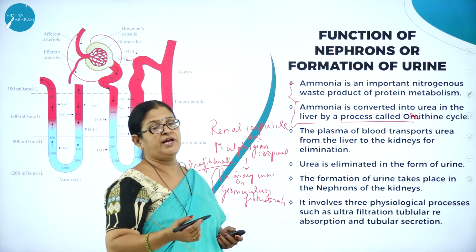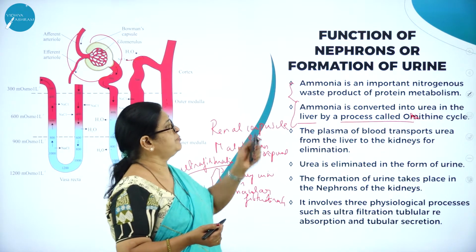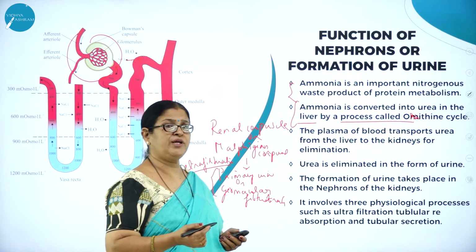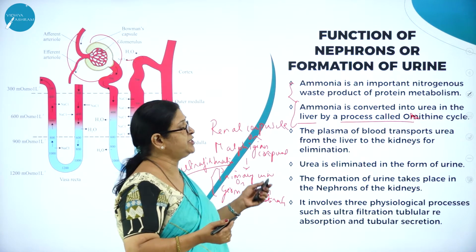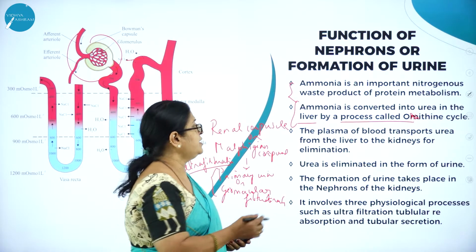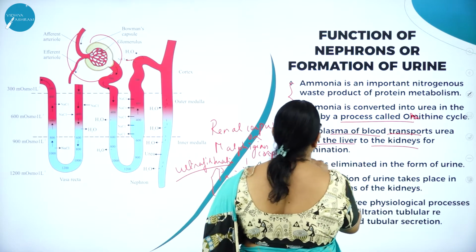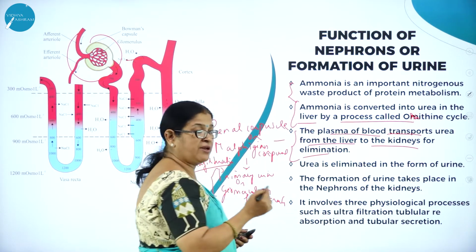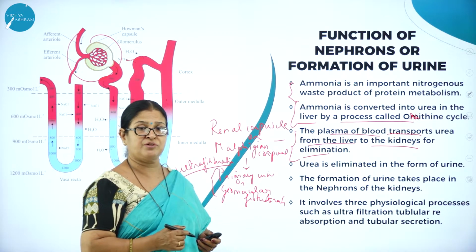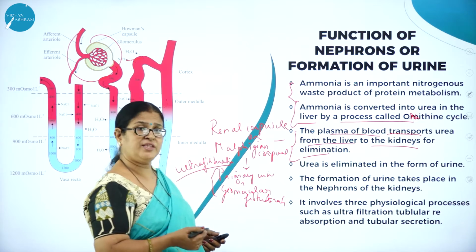As we know, we take food in the form of protein. So the protein metabolism will result in the formation of ammonia as a nitrogenous base. As you know, ammonia is highly toxic. It is converted into urea in the liver by a process called ornithine cycle. Then the plasma of the blood transports urea from the liver to the kidneys for elimination. Imagine, even the liver plays a very important role in the process of elimination. So liver also acts as an excretory organ along with kidney.